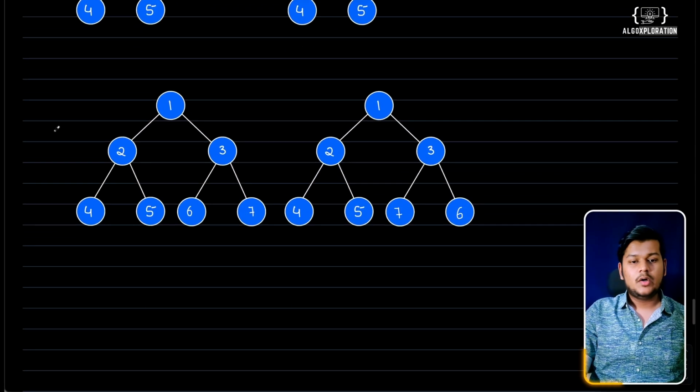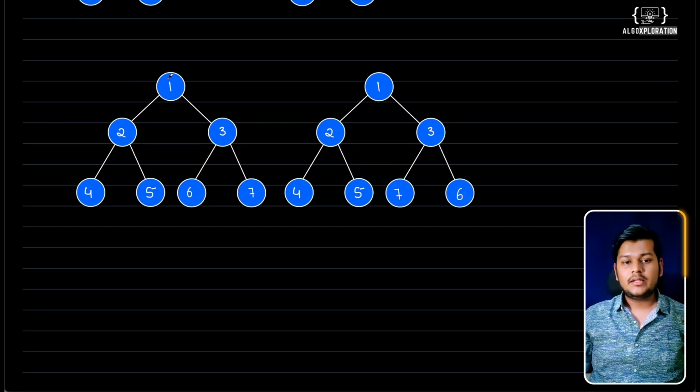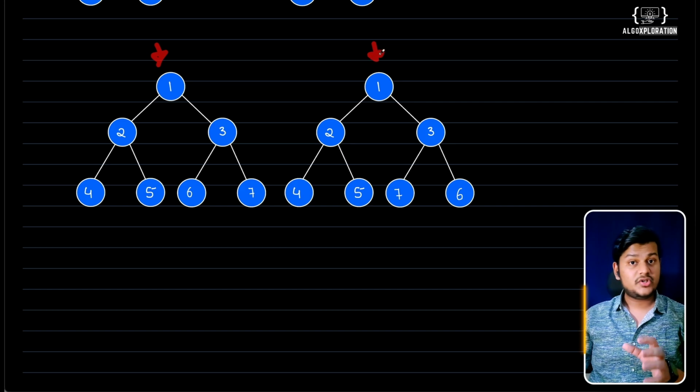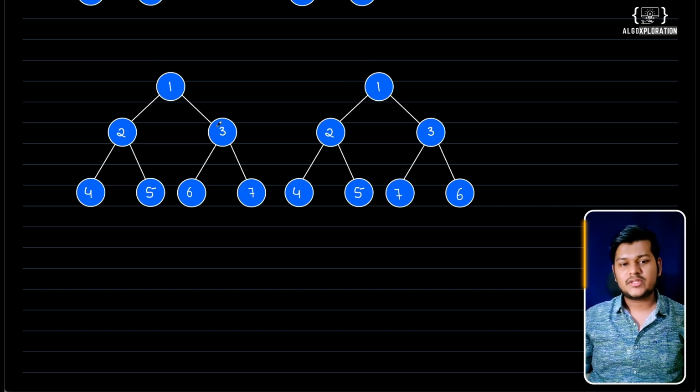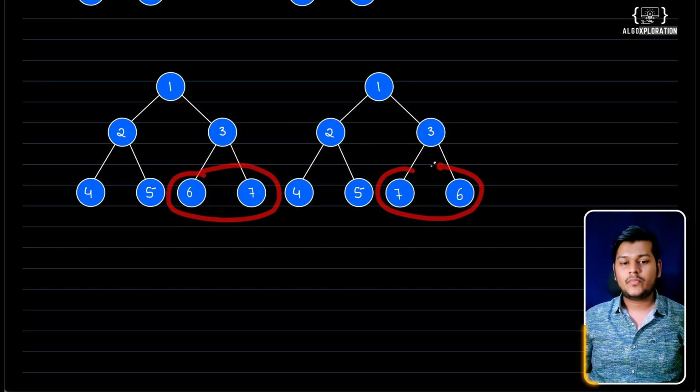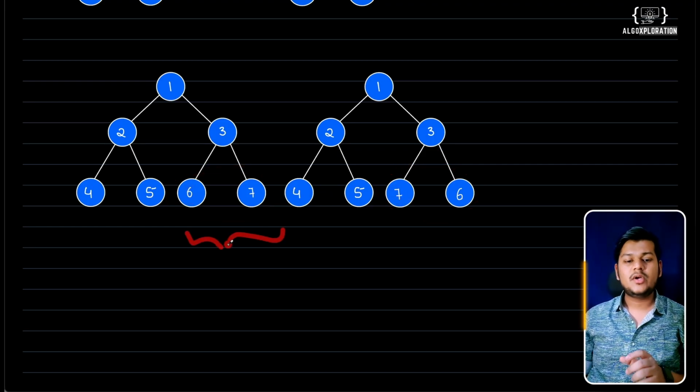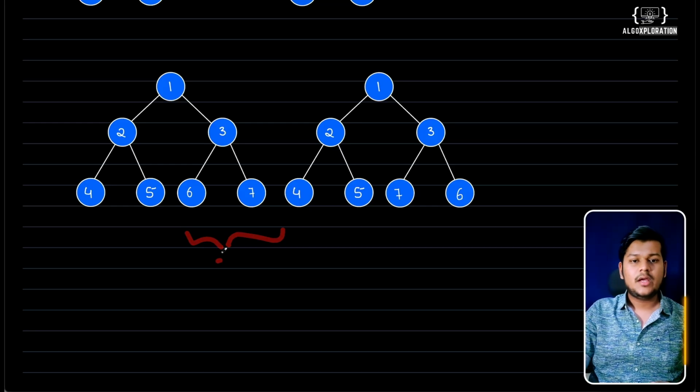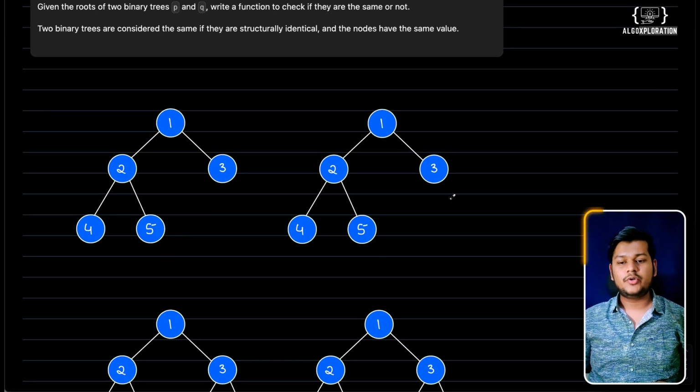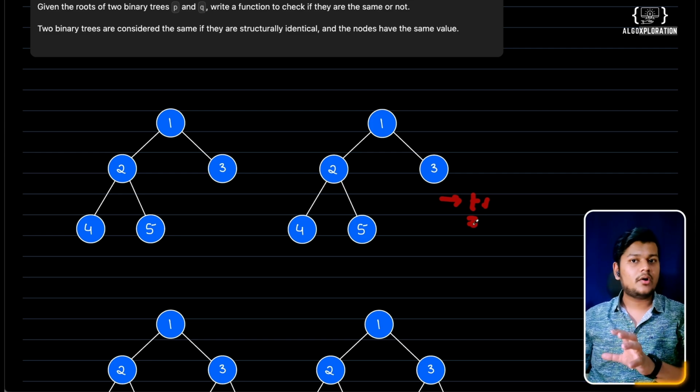Now over here, if you take a look, these two trees are structurally identical, that means same, but the values are not same. See, 1 1, 2 2, 3 3, 4 5 and 4 5 is also same. But over here we can see that these two nodes are not same. Over here it is 6 and over here it is 7. These two trees are not same, so I need to return false over here. And over here, I need to return true. I believe you got the question now.